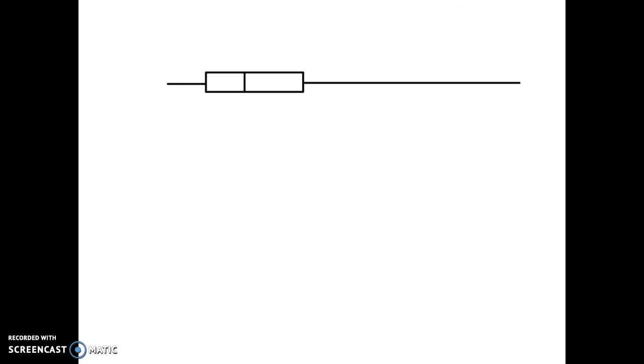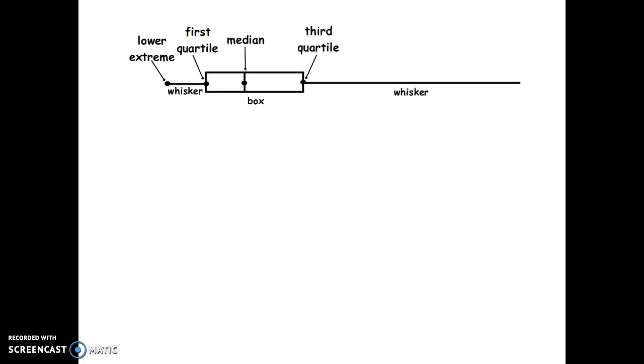So this is what a box plot looks like. In the middle, you have the box, and on either side, you have a whisker. This point is the lower extreme. On the left side of the box is the first quartile. The line within the box represents the median. The right side of the box is the third quartile. And the last point is the upper extreme.